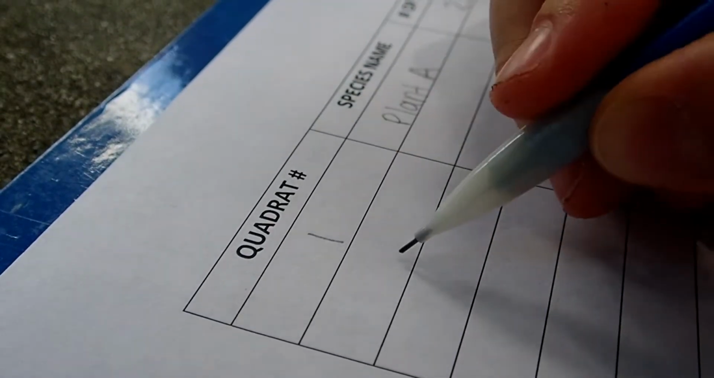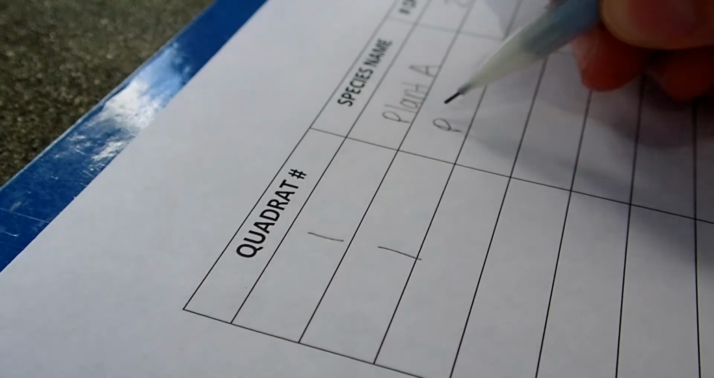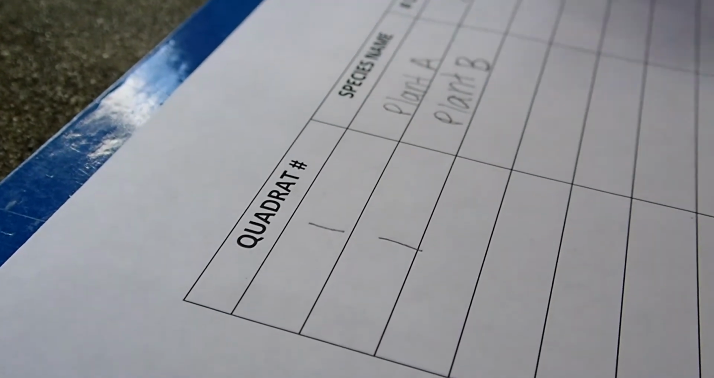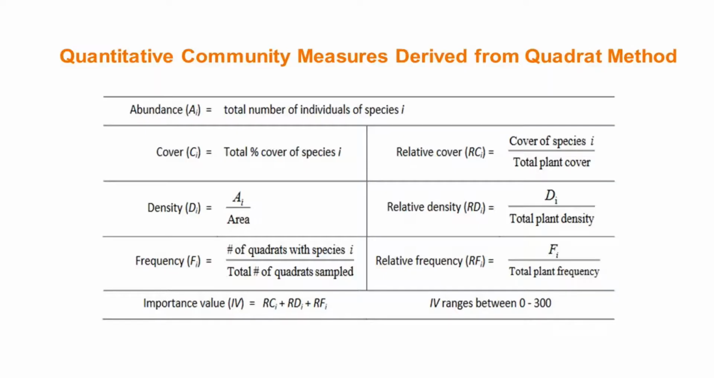Count and record total individuals and percent cover estimates for each species and each Quadrat. Finally, perform the necessary calculations for cover, density, frequency, and importance value.